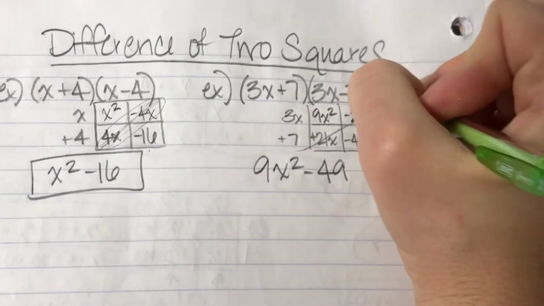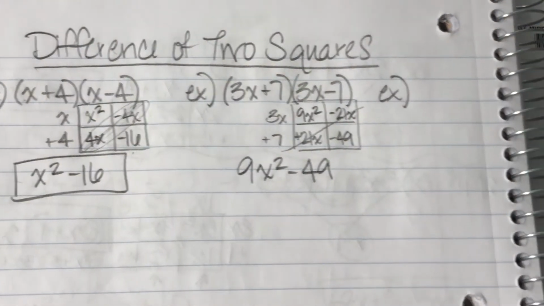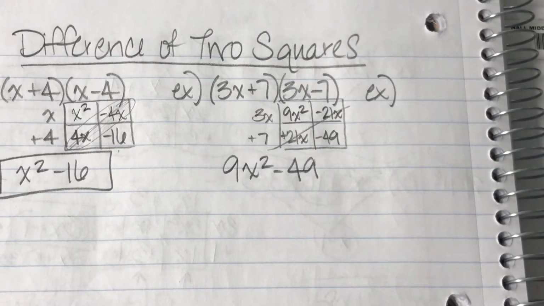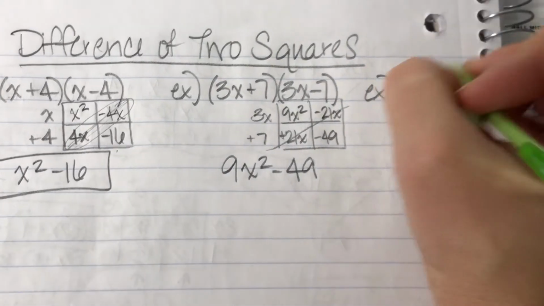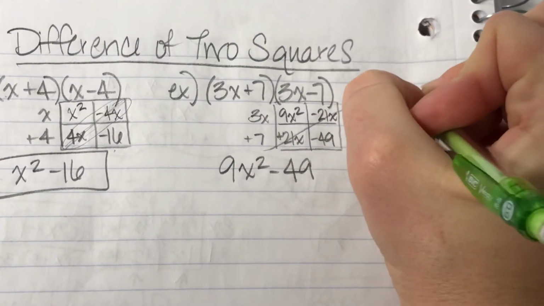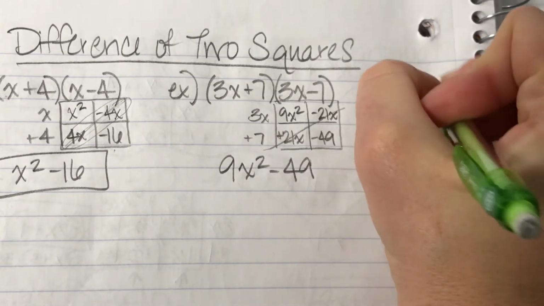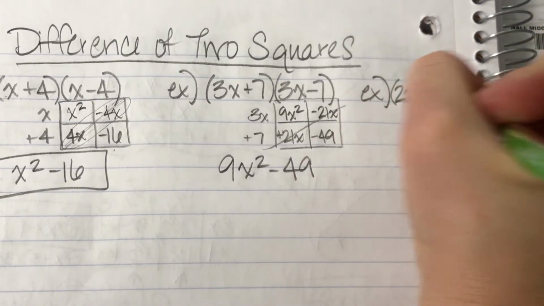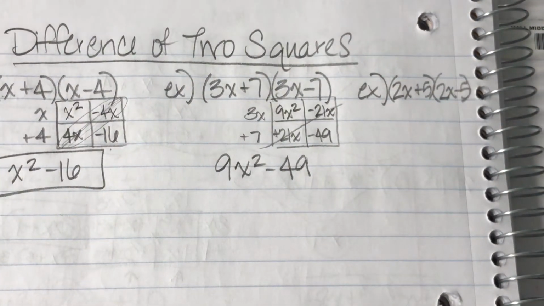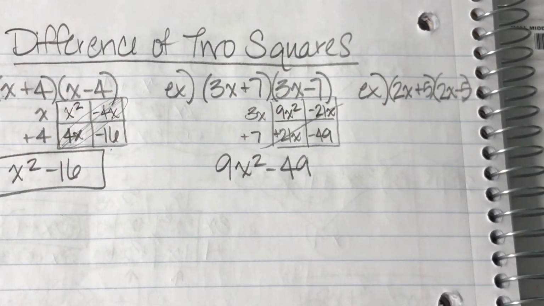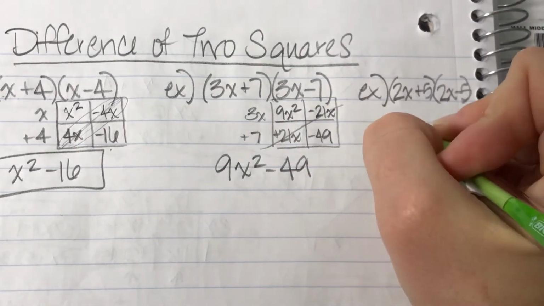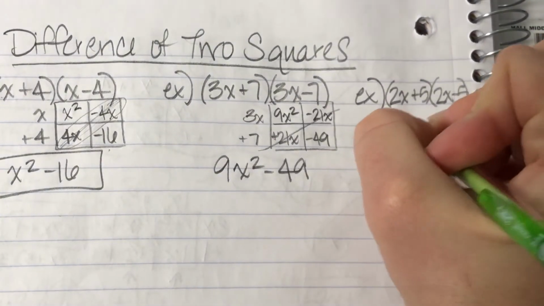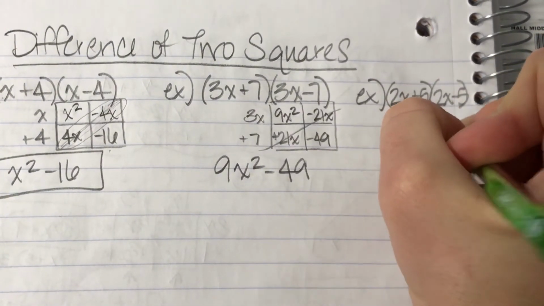So see if you can do this one without setting up a box. Just following the pattern, ignoring the box concept. How about 2x plus 5 times 2x minus 5? Try, give everybody else a chance. It ends up being 4x squared minus 25.